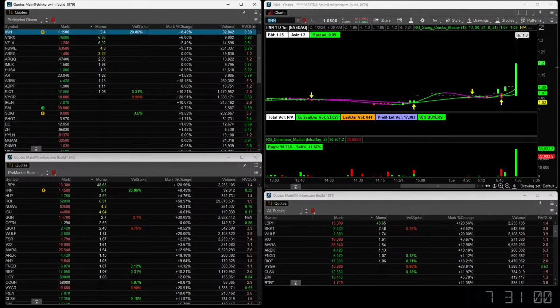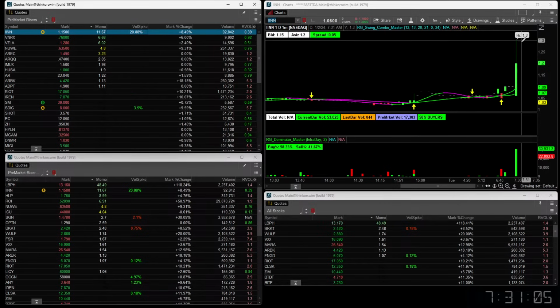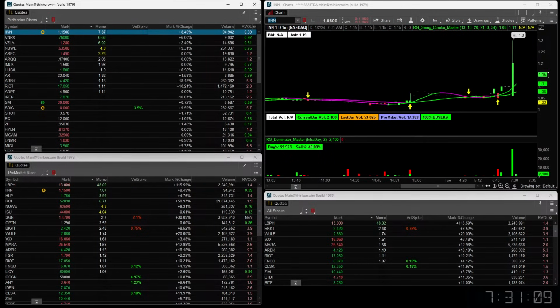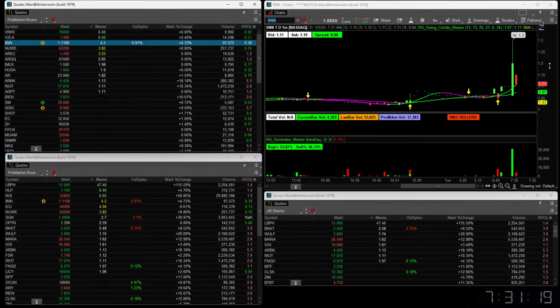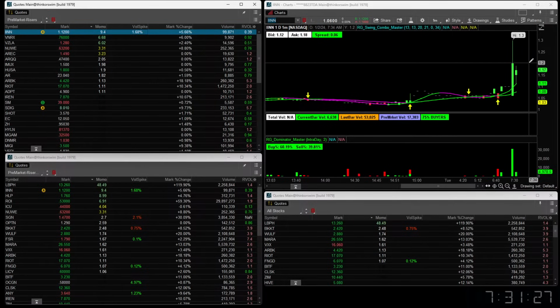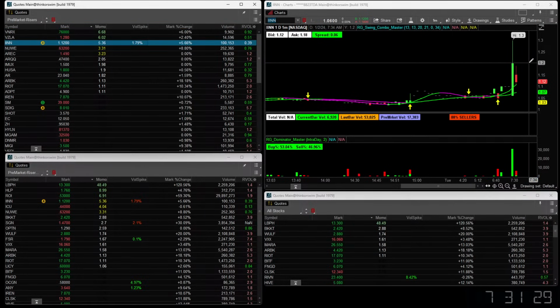$1.25 stock here, IINN. Looks like it sold off half of that candle almost. Volume is low on it, so be careful. It's not a play, in my opinion. Not a lot of traffic.